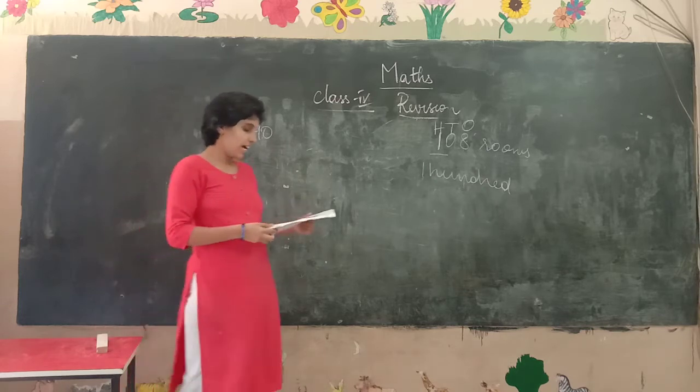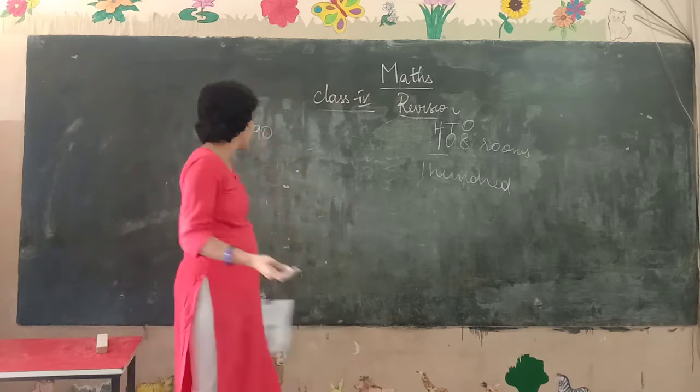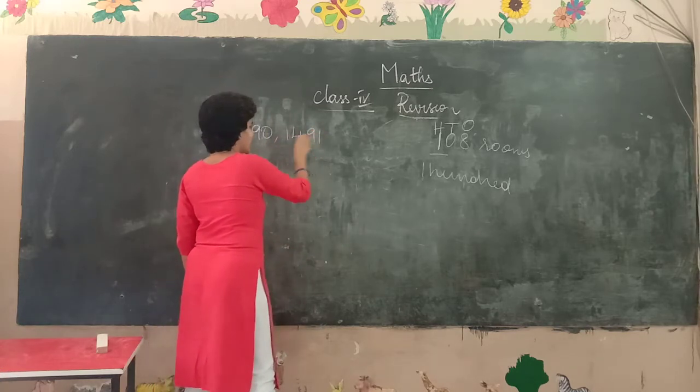1490 is the count. And now count in 9000s and write the next 5 numbers. So what will be the next 5 numbers, children? 1491.